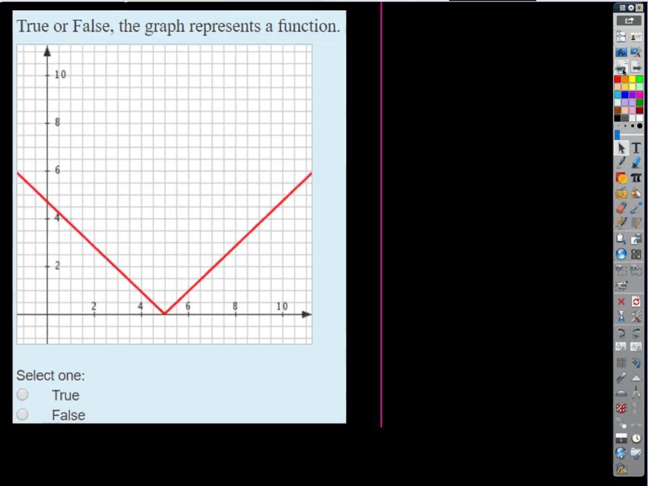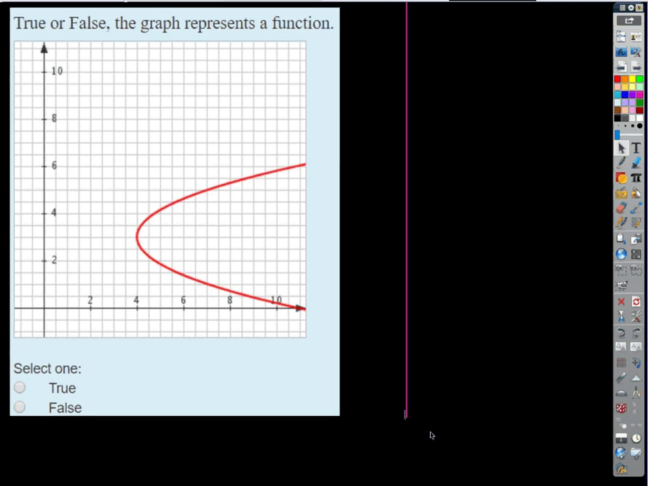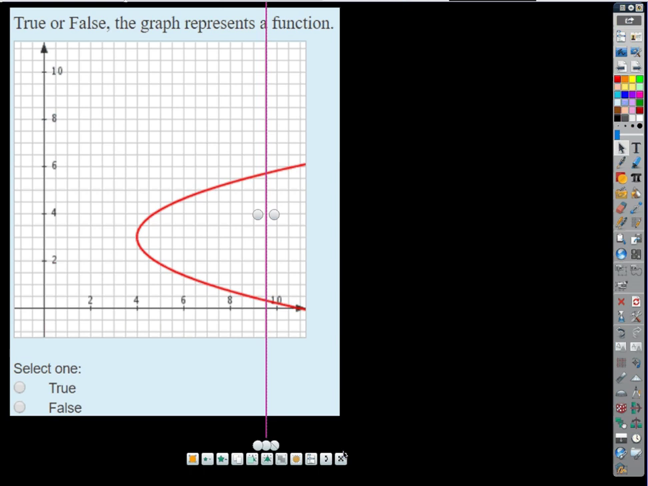The vertical line test just says, if we drag a vertical line across a graph, and it only ever intersects the graph in one place at a time, then the relation is a function, right? So that one passes the vertical line test, doesn't it? This one, unfortunately, does not. There are places on this graph where it intersects the vertical line in multiple places, so it fails the vertical line test. Not a function.